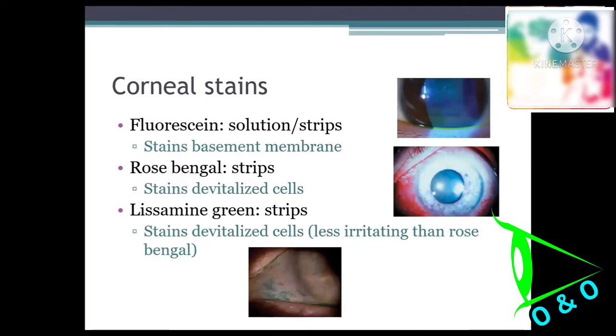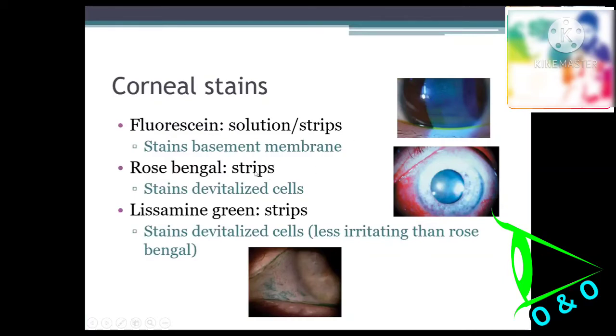So, corneal staining. The most common stain that's used is fluorescein. You can find it in a solution or in strips. This stains exposed basement membrane, so you can highlight corneal epithelial defects. You can also highlight punctate epithelial erosions, which we see in dry eye, which is shown here.